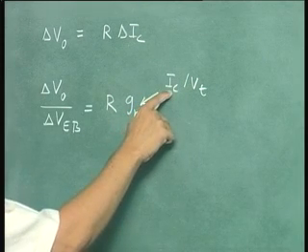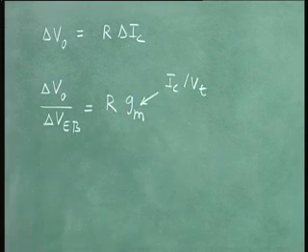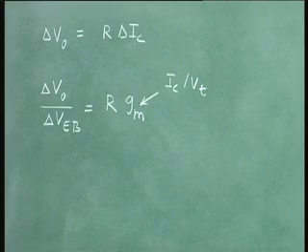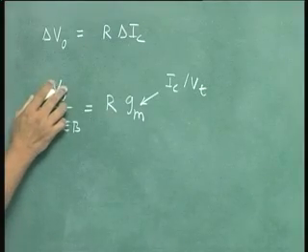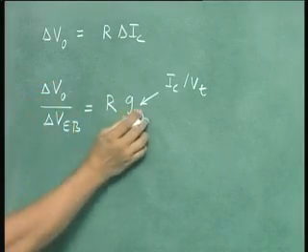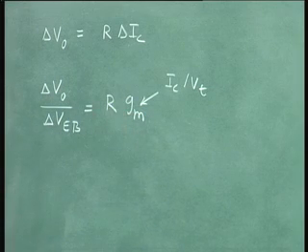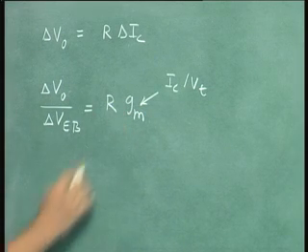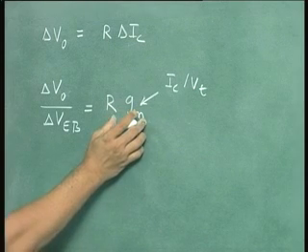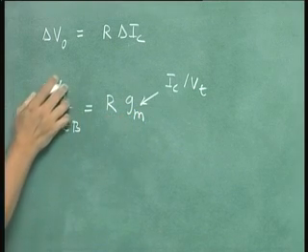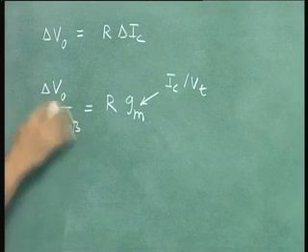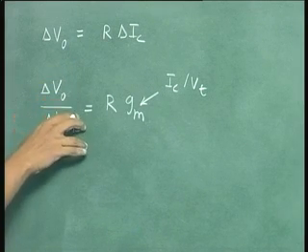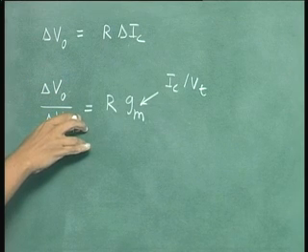Now, IC corresponds to the voltage VEB. So, when you make an increment in the emitter base voltage, what you find is that there is an increment in the voltage across the resistor, which depends on GM and R. Now, if R into GM is greater than 1, then we find that we have an amplification, because delta V naught is more than delta VEB. The change in the output voltage is more than the change in the input voltage.